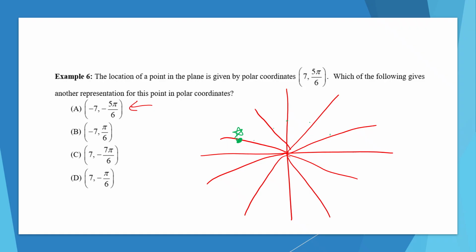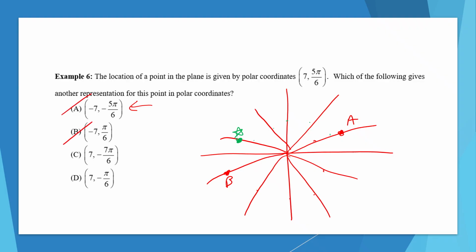So negative 5π over 6 is 1, 2, 3, 4, 5. And then that's our negative angle measure. And then negative 7 should be right here. So this is actually where A is going to be. B is negative 7π over 6. So this is π over 6. And then negative 7 should be right here. That is B. That's also wrong.